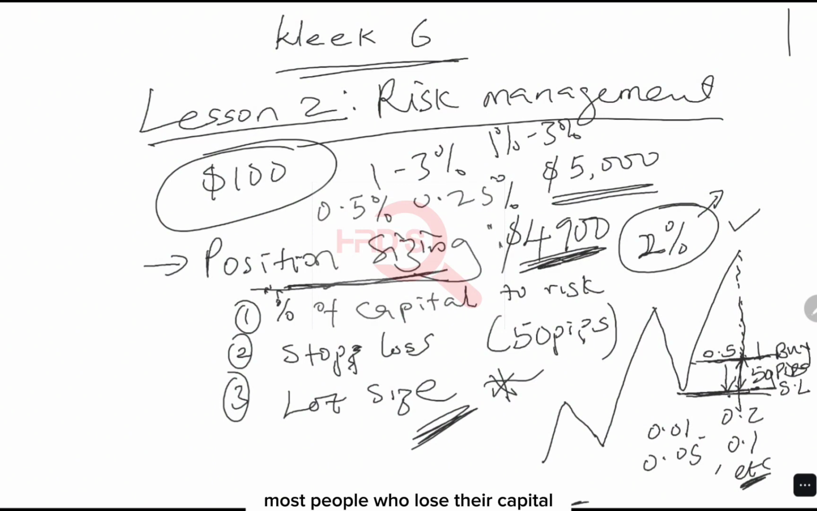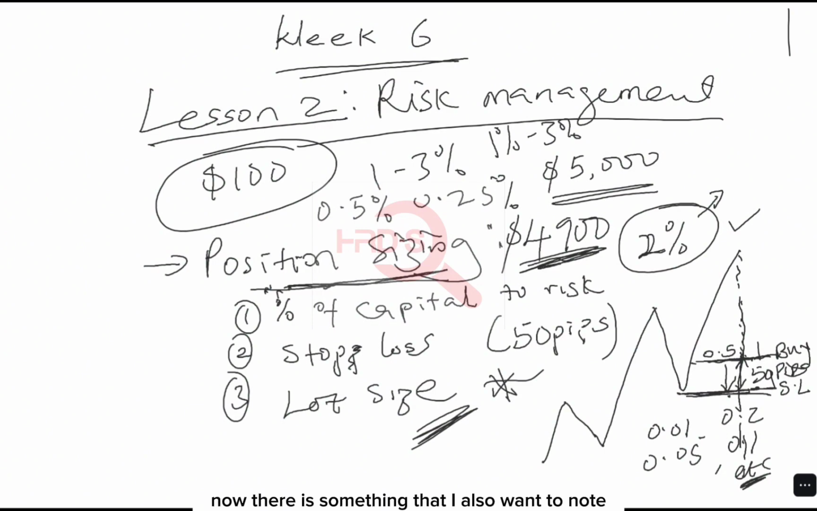Most people who lose their capital in the financial market, they lose it because they use a big lot. They did not calculate their position sizing. So they used a lot size that, immediately the market went down against them, all their money is gone. Let me sound this as a warning. Never open a trade without calculating your position sizing. Always know the proper lot size and predetermine the percentage of your capital that you are willing to risk per time.